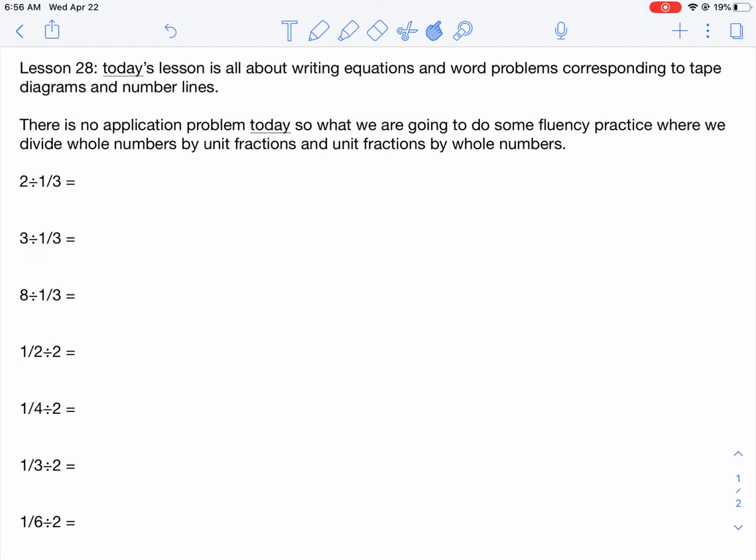Good morning, everyone. Today is lesson 28. Today's lesson is all about writing equations and word problems corresponding to tape diagrams and number lines.